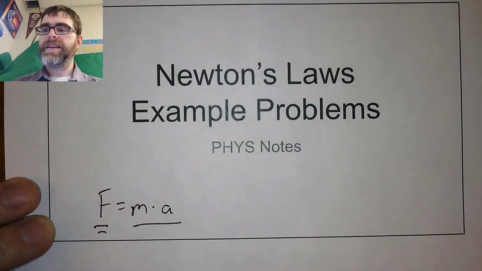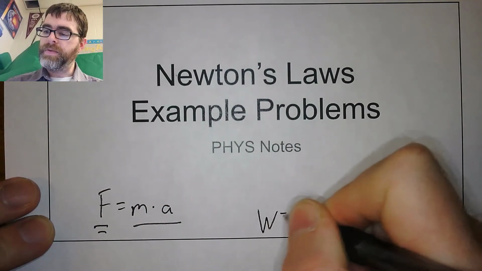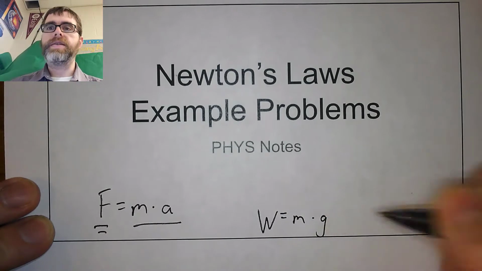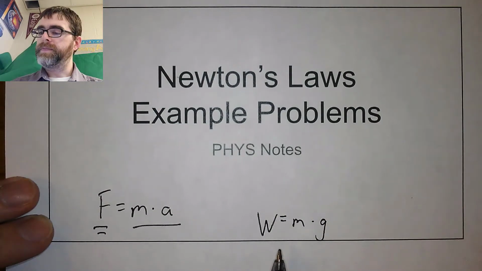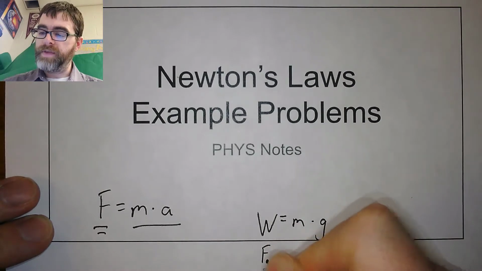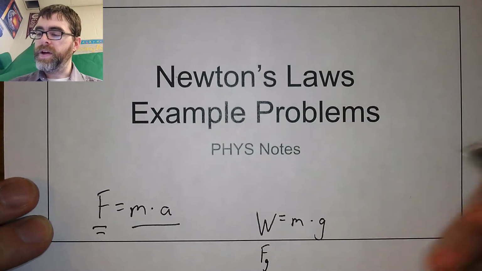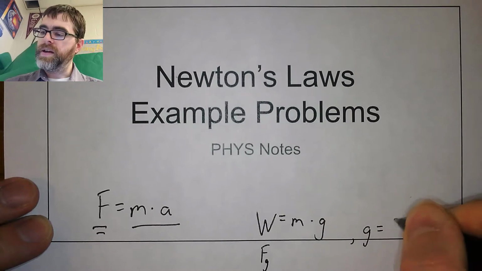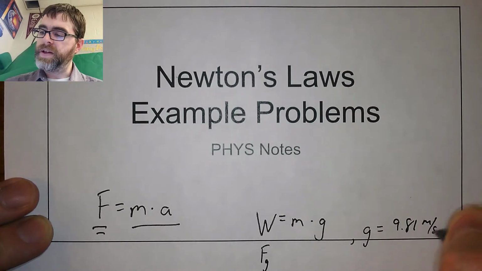And again, technically there is a W equals mg version of this, where we are taking the special case of the acceleration due to gravity to calculate an object's weight. And of course that really is just the force due to gravity. And of course, if we're here on Earth, that g is always 9.81 meters per second squared.